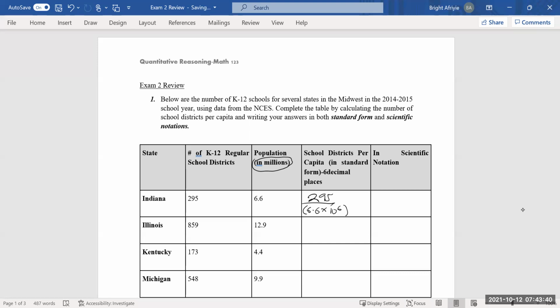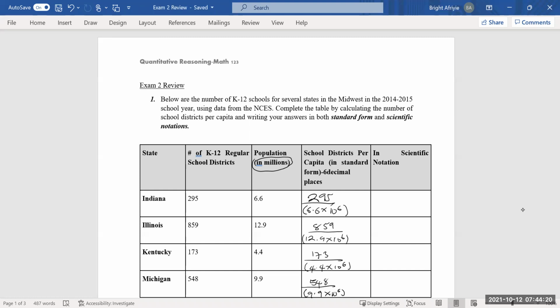Now for Illinois, we're going to do 859 over 12.9 times 10 to the 6th power, because all these are in millions. We're going to do the same thing for Kentucky, 4.4 times 10 exponent 6. Then here we'll do 548 over 9.9 times 10 exponent 6. Now, get your calc ready and compute each of the following.